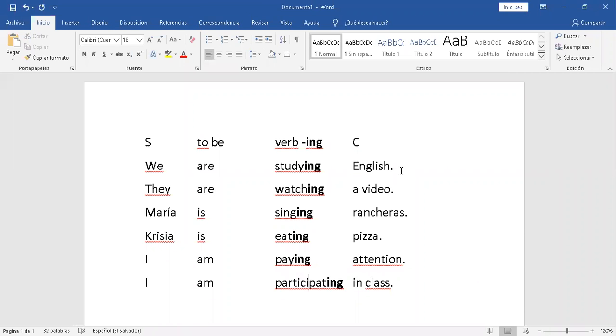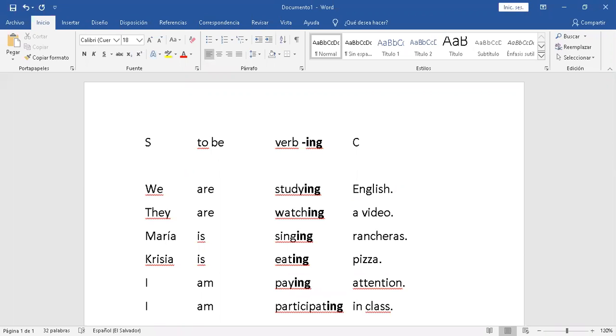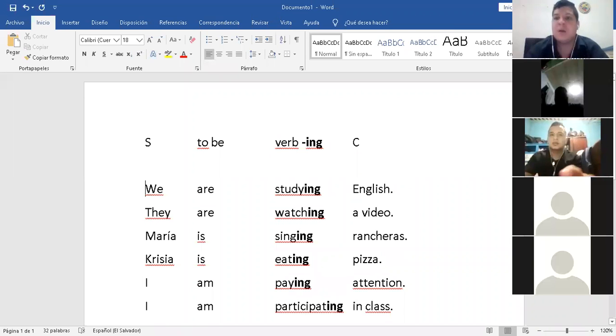All right, very good. So guys, what is the structure of present continuous? Subject plus verb to be plus verb plus ing plus complement. Good. Right. Very good. So, nosotros estamos estudiando. We are studying English. Correct.